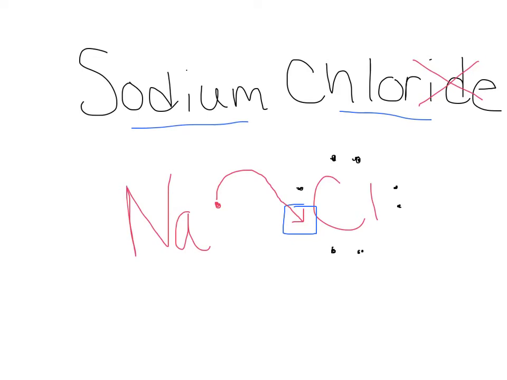They'd both be happy. To write the letter formula, you just write the metal, Na, followed by the nonmetal, Cl. So the formula for sodium chloride is NaCl.